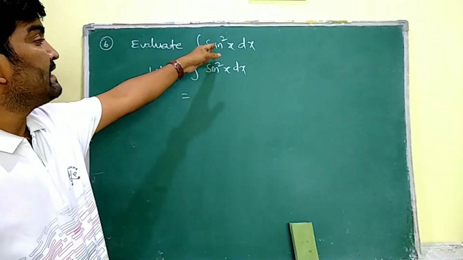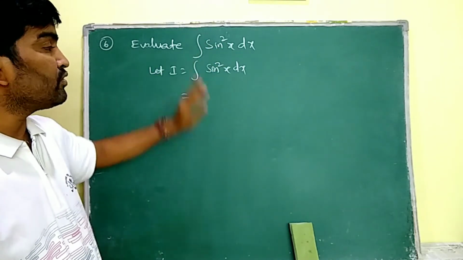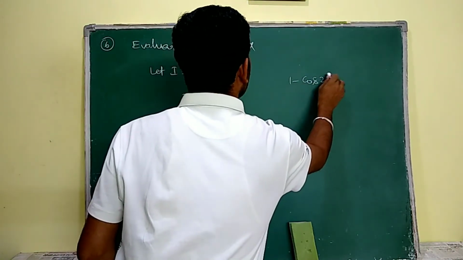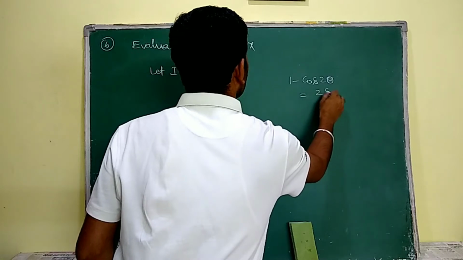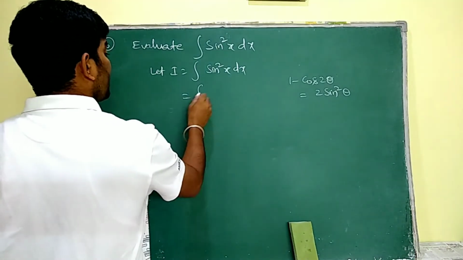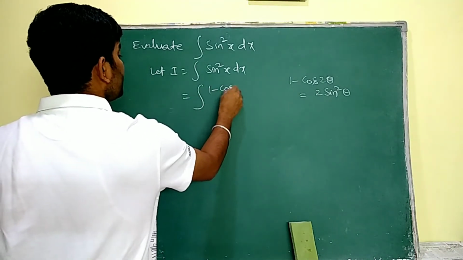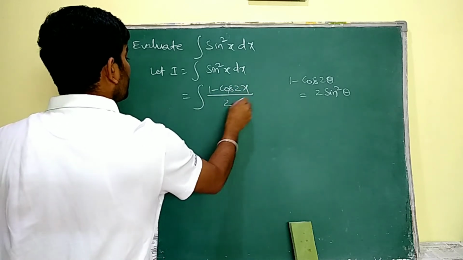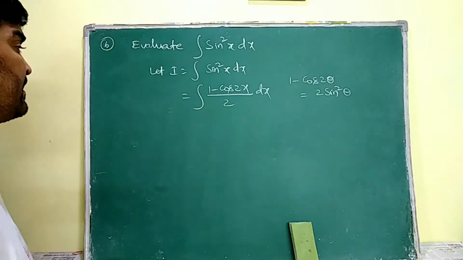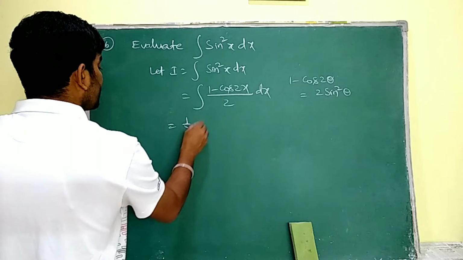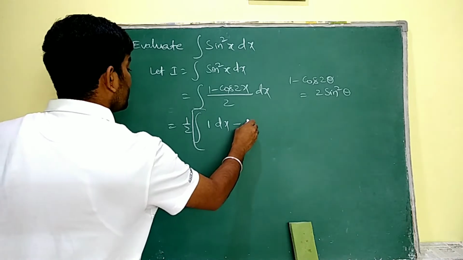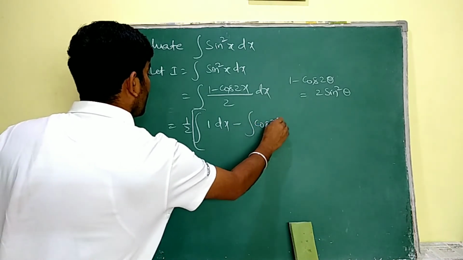Evaluate integral sin square x dx. So let I is equal to integral sin square x dx. See here, we know 1 minus cos 2 theta is equal to 2 sin square theta. So by this, sin square theta is equal to (1 minus cos 2 theta) by 2. Similarly here sin square x can be expressed as (1 minus cos 2x) by 2. Here 1 by 2 is taken out and this can be expressed as integral 1 dx whole minus integral cos 2x dx.